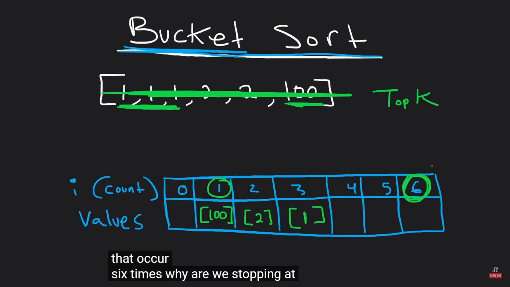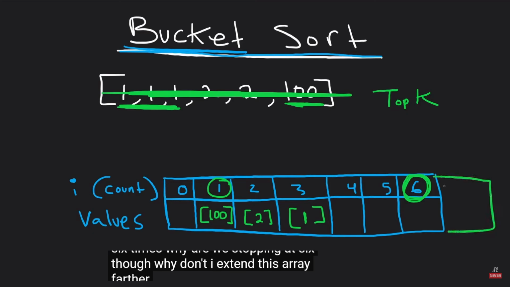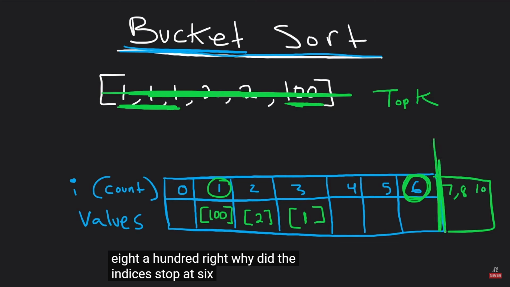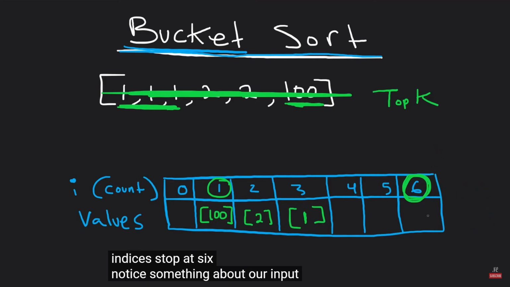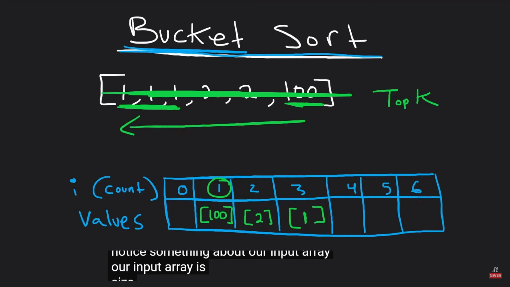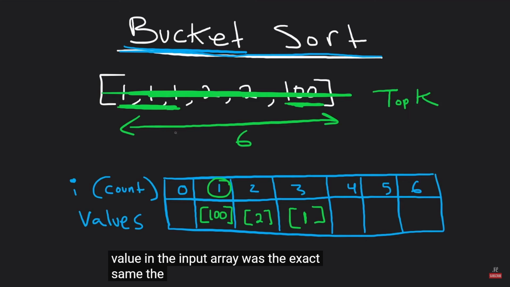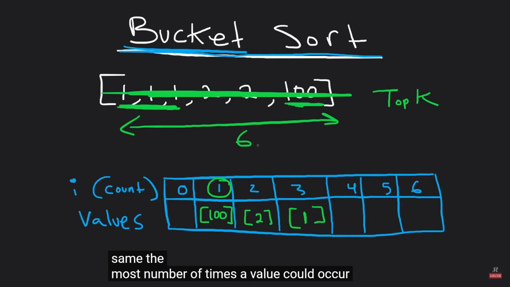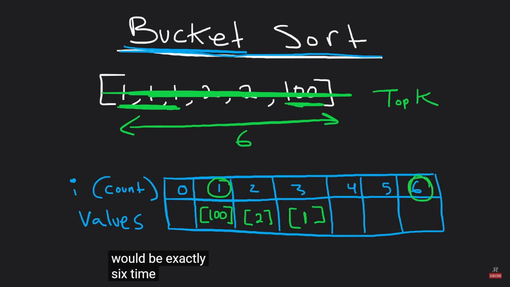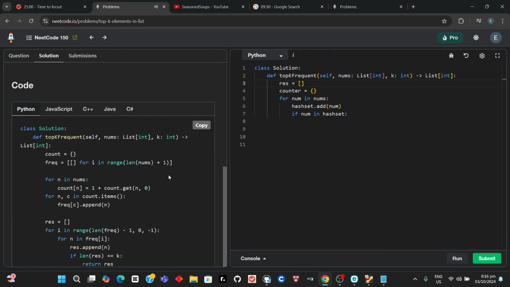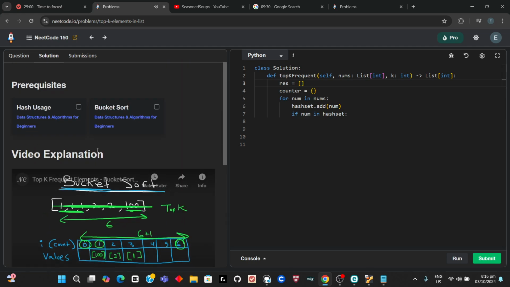Why are we stopping at 6 though? Why don't I extend this array farther, right? 7, 8, 100. Why do the indices stop at 6? Notice something about our input array. Our input array is size 6, right? So that means if every single value in the input array was the exact same, the most number of times a value could occur would be exactly 6 times. So the cool thing about this new array that we're creating is it's bounded by 6. Well, technically 6 plus 1 because we do have a 0.